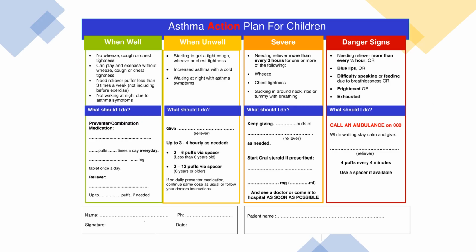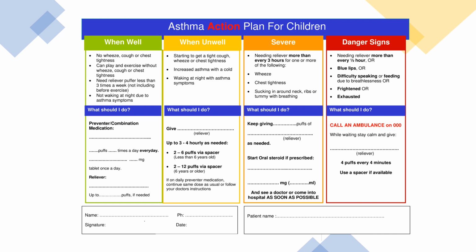And again, an asthma action plan for children. This is, again, very commonly used. This is a 4-tier, a lot of them are just 3-tier. So again, when you're green, there's no evidence of wheezing, they can play and exercise without cough or wheezing. They're not using their reliever, puffer, and they're not waking up at night. So this is what our goal is. So as an asthma educator, we want to try to optimize this goal.